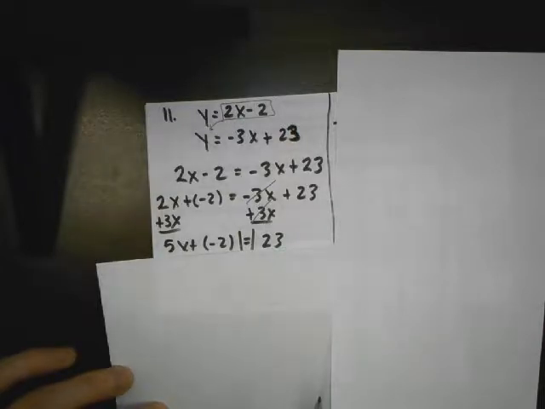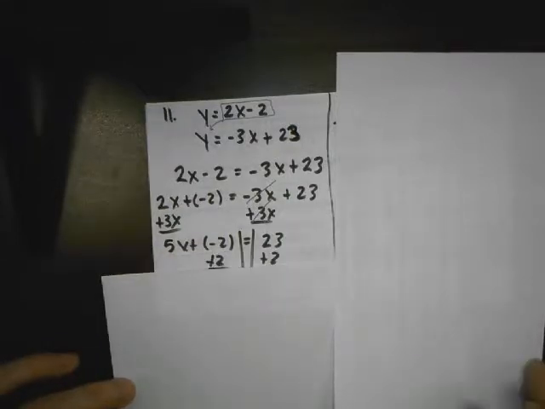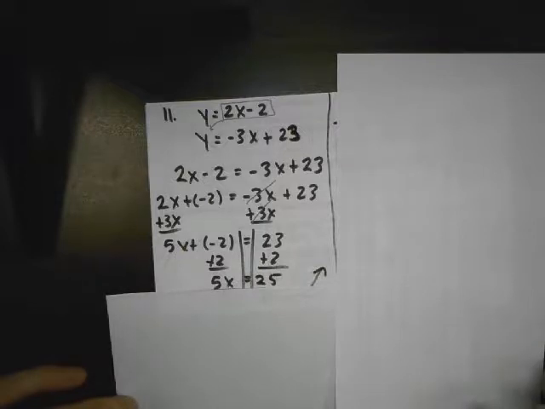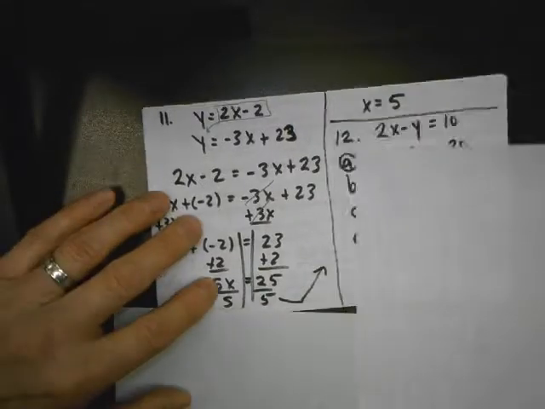Now I'm ready to isolate the variable. So I work farthest away from the variable first. I do the negative 2 first. The opposite of negative 2 is to add 2 to both sides. That gives me 5x equals 25. Divide by the coefficient, and x equals 5.